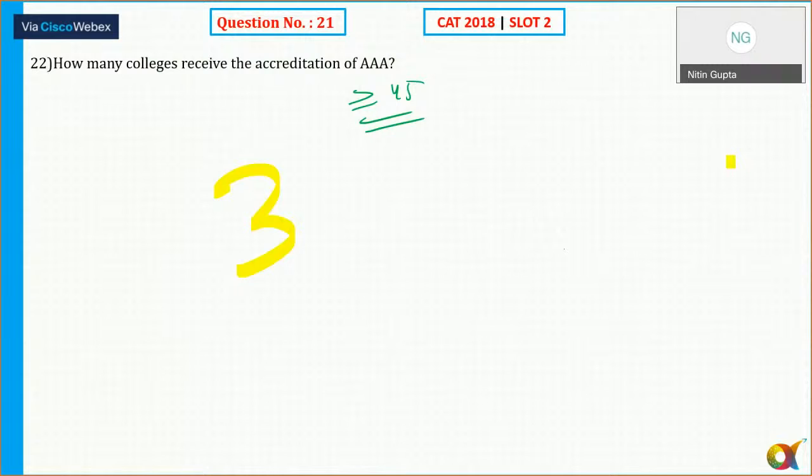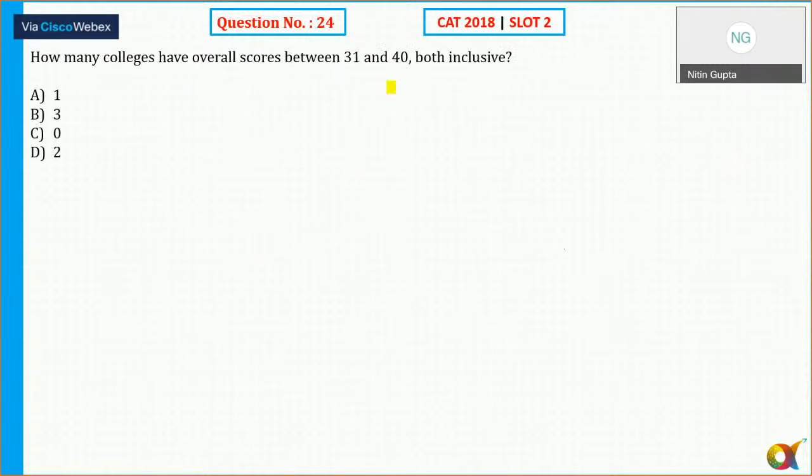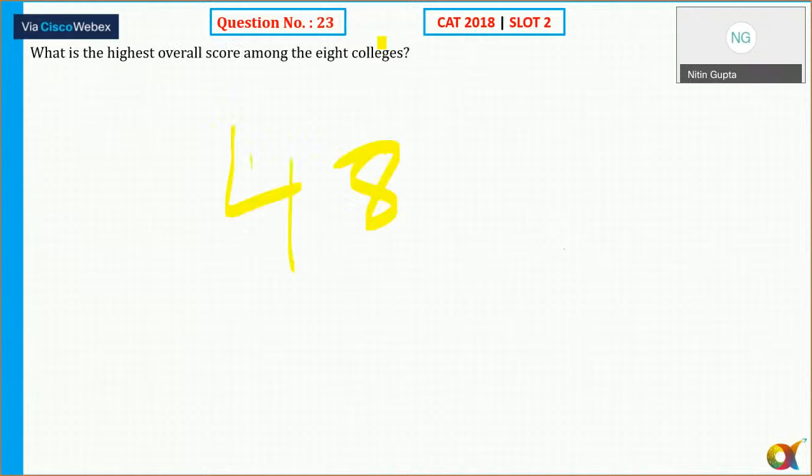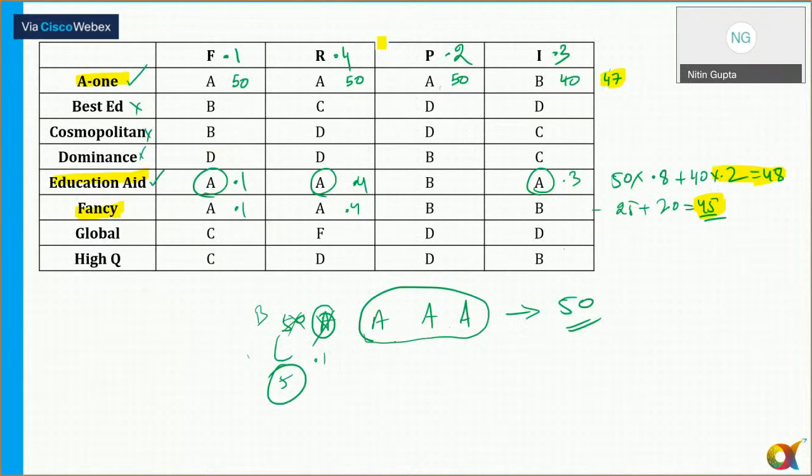And the last question. How many of the colleges have an overall score between 31 and 40? So between 31 and 40, now you can calculate. In any case, for counting how many of them are between 31 and 40, I need to calculate the score of all of them. Yes or no? So we know for 3 of them it is equal to 47, 48 and 45. So we can calculate how many of them are between 30 and 40. So let's do this and see. It will not take too much time.